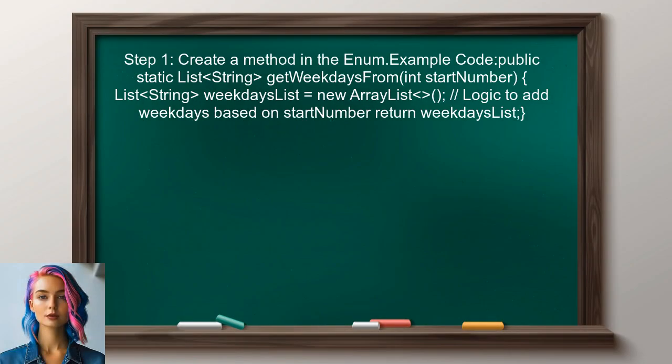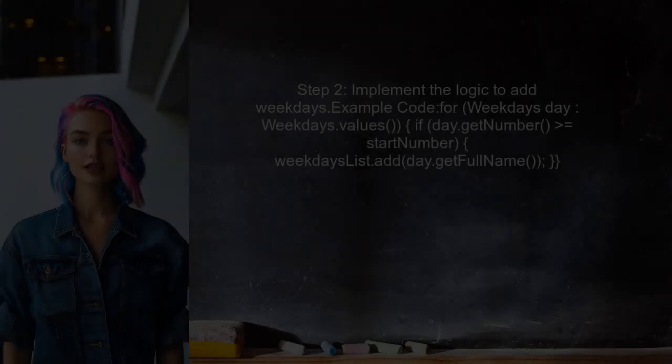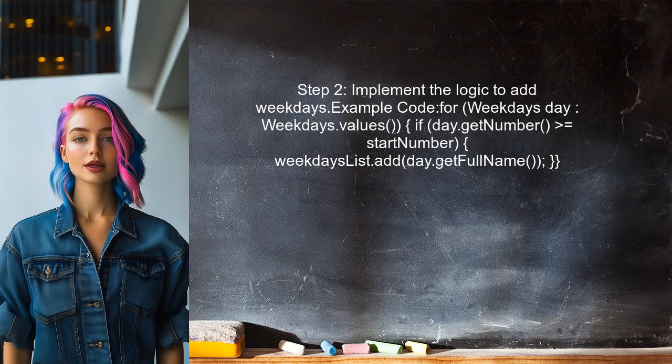To iterate over the enum based on a user-defined integer value, the user can create a method within the enum that retrieves the corresponding weekdays. This method will take an integer as input. Next, the user should implement the logic to add the weekdays to the list based on the input number. This will involve using a loop to iterate through the enum values.